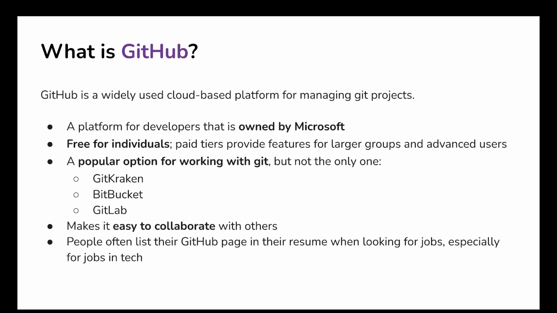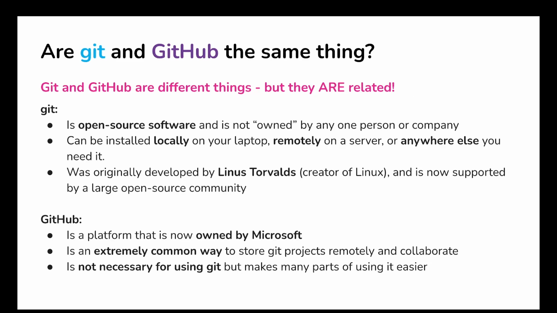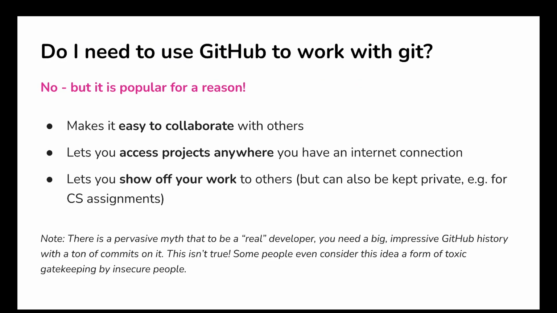GitHub makes it very easy to collaborate with other people, and a lot of people like to show off their work on their GitHub pages. So Git and GitHub are not the same thing. Git is open source software that is installed on your machine or on a remote server, but basically it's its own version control program that was actually made by the same person who made the Linux operating system, if you know what that is. GitHub is a platform owned by Microsoft that lets people use Git projects and share them and collaborate with them. You don't need to use GitHub to use Git, but a lot of people do because it makes life easier. It makes it easier to collaborate. You can access projects anywhere that they are online and you have an internet connection, and you can show off your work with those.